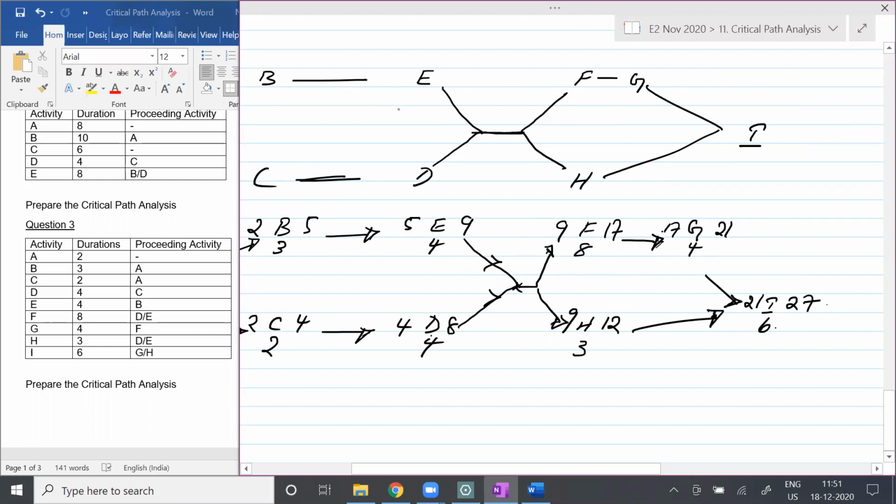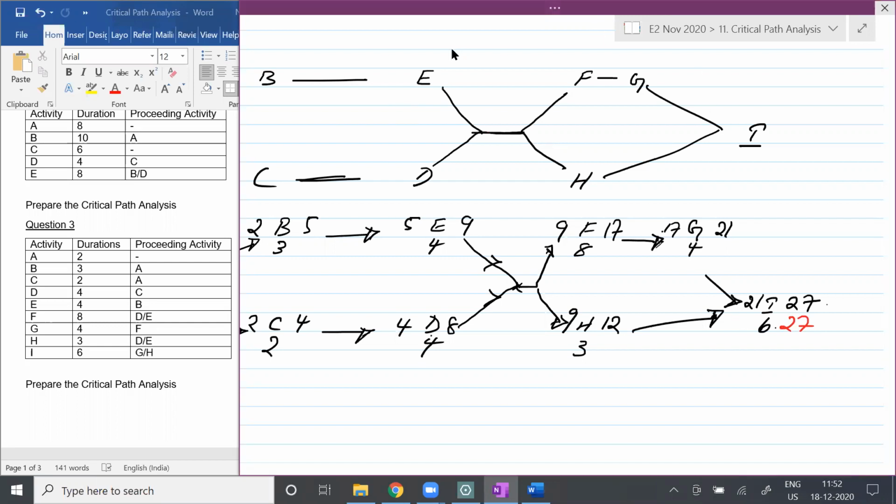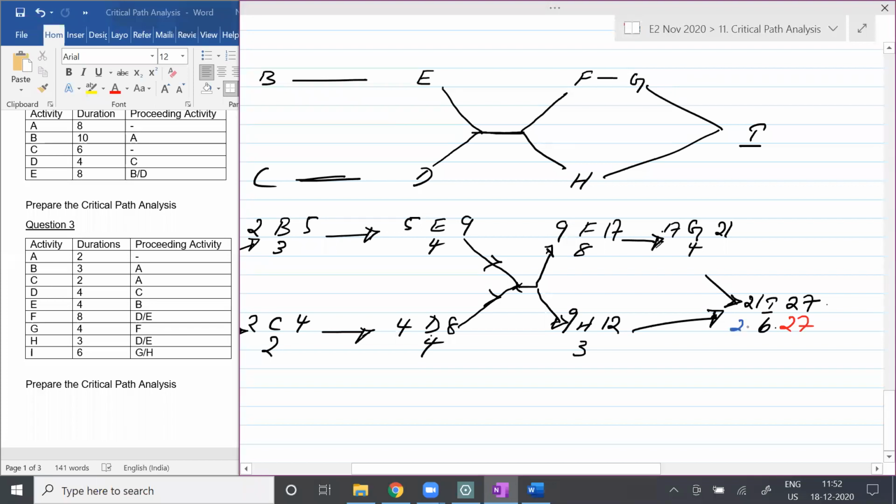Okay. So students, 27 minus 6 is how much? 21. So I'll put 21 here, and here also it's going to be 21. So 21 minus 4 is how much? 17. 21 minus 3 is how much? 18. And 17 will come here. 17 minus 8 is how much? 9.